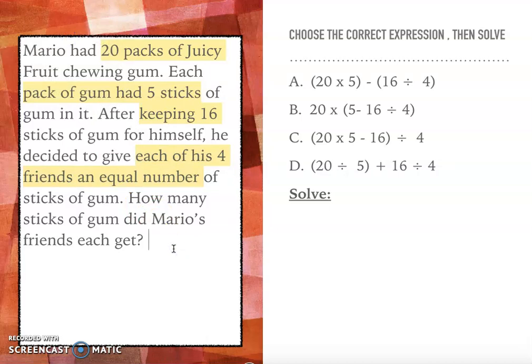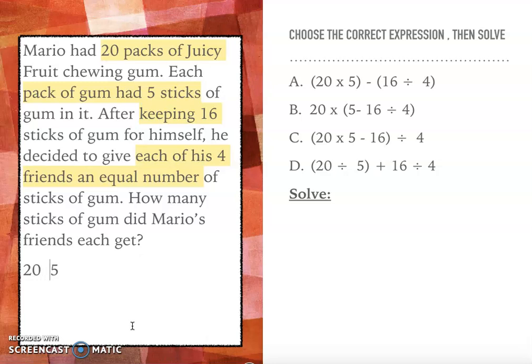So now, I do not know my total. And what do I mean by that? I do not know how many pieces or sticks of chewing gum Mario has. So the first thing I need to do is look for my total, guys. So before I even look at this, I'm going to think it over for myself. So I know that he has 20 packs. And I know that each pack has 5 gums.